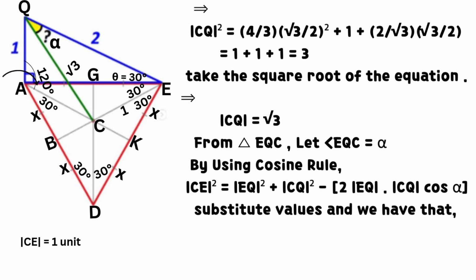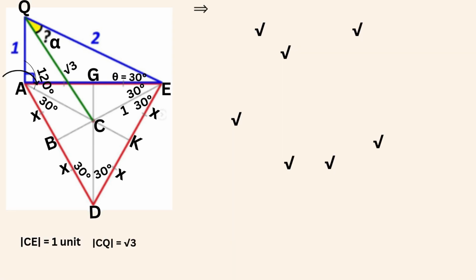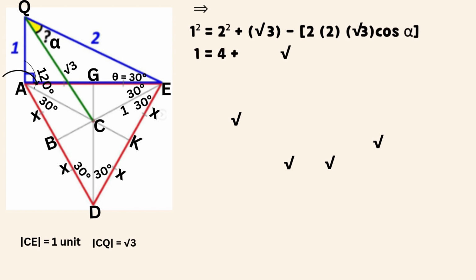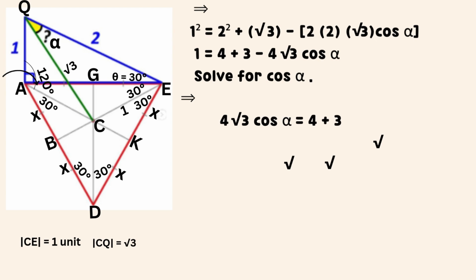From triangle EQC, let angle EQC equal alpha. By using the cosine rule, we obtain an equation for the square of line CE as shown on the screen. Substitute values and we have that the square of 1 equals the sum of the square of 2 and the square root of 3, minus 2 times the product of 2 and the square root of 3 times cosine alpha. Simplify as shown on the screen.